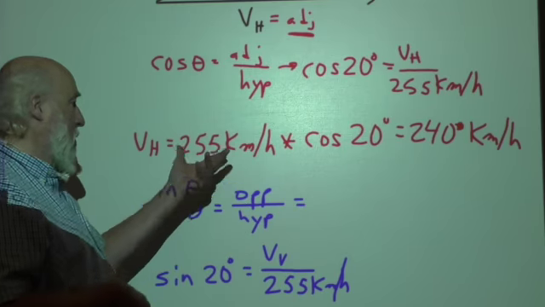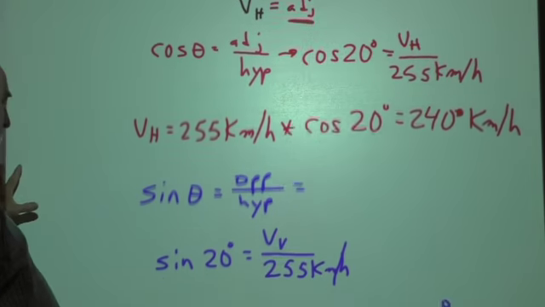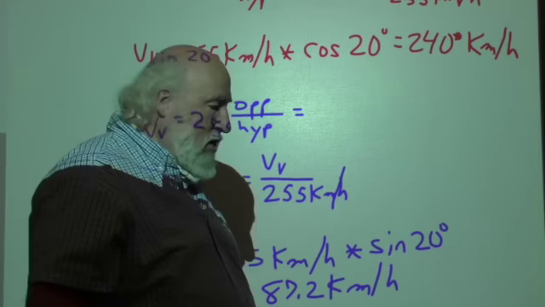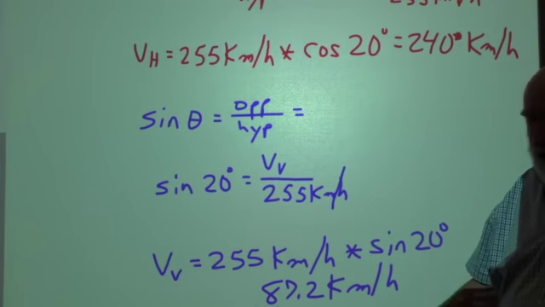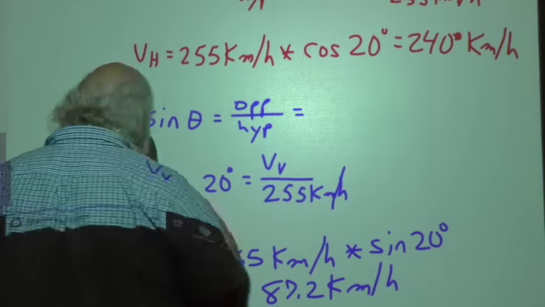And like what we did with the cosine, we simply multiply by the denominator, 255 kilometers per hour, and we actually see it go up at only a little bit more than 87 kilometers per hour. So those are the components you're looking at.